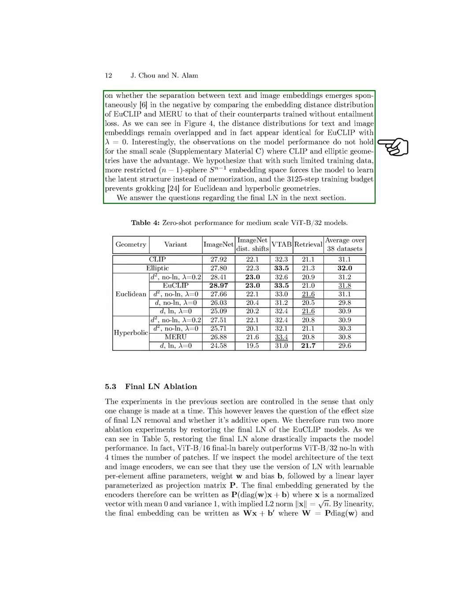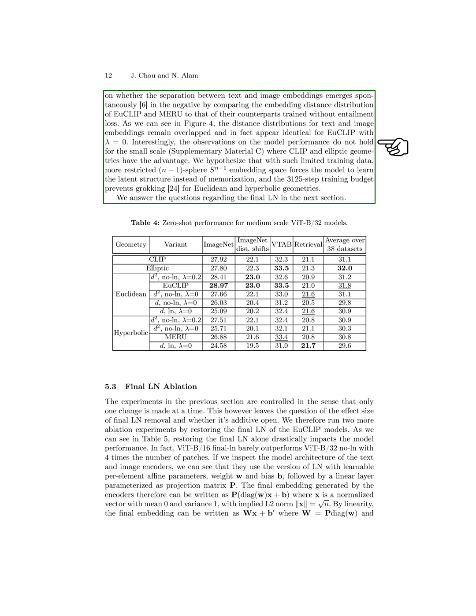While we have limited insights into the role of entailment loss, we can address whether text and image embeddings separate naturally. By comparing the distance distributions of EuCLIP and Meru with those trained without entailment loss, we find that the distributions overlap and appear identical for EuCLIP with no entailment loss.